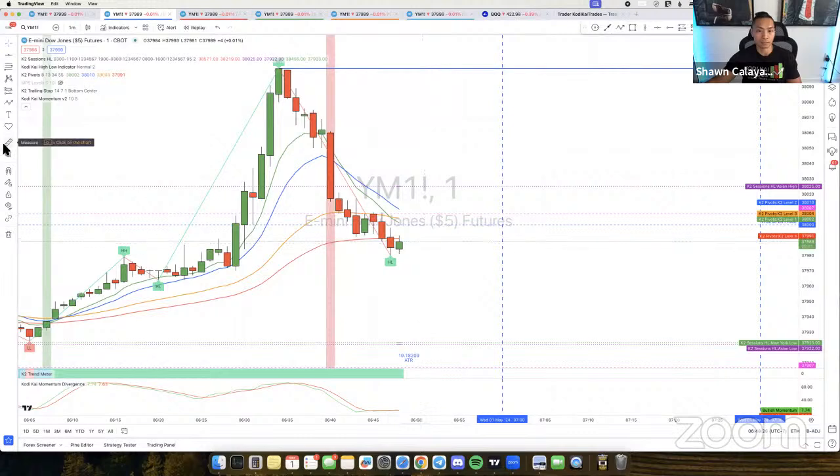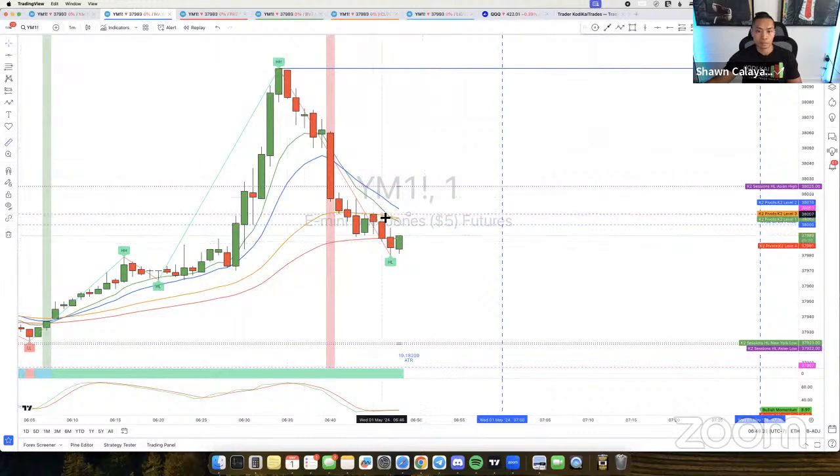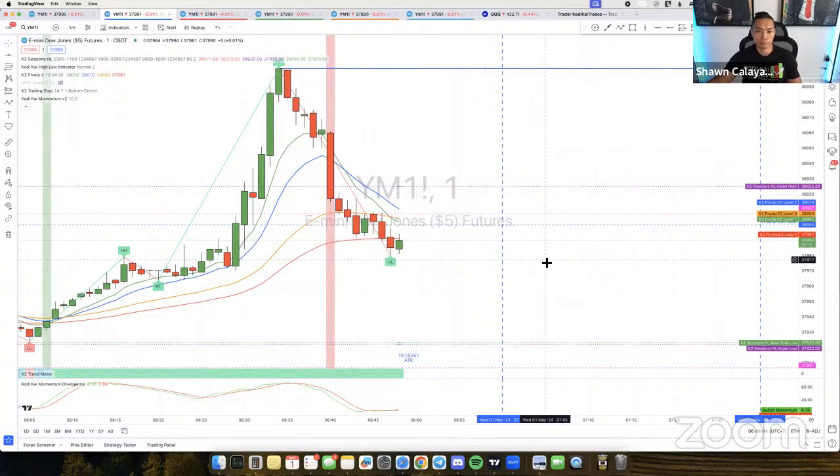Not a big enough one. So we're going to measure from here to here. It's only dropped about 25 points. And now it's correcting back up.